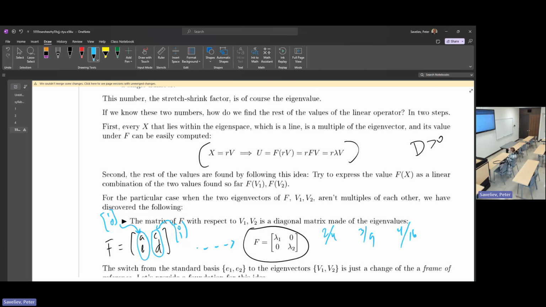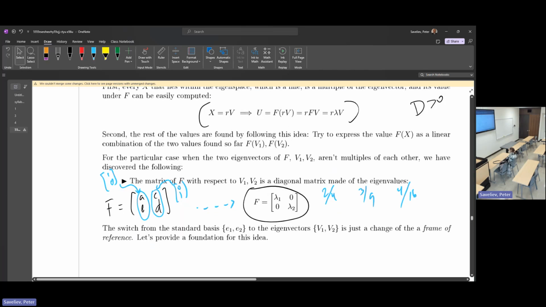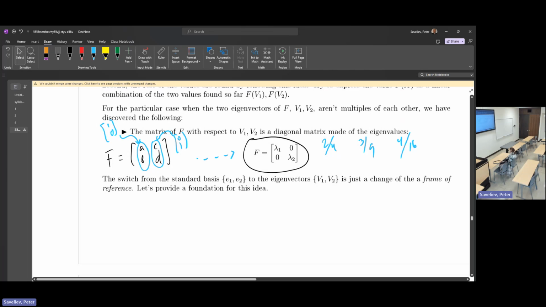It stretches along this vector by lambda 1, along that vector by lambda 2, and so on. So no matter what the dimension is, if your matrix is diagonal, then you have nothing but a bunch of stretches. Okay, so if that's the case, that's what we are after. We want to have a different frame of reference.